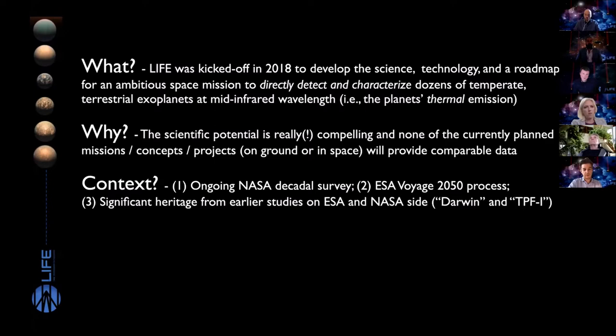We should also keep in mind, and this is a little bit of a heads up to the younger people here today, that there's, of course, significant heritage from earlier studies. The kind of mission concept that we have in mind already existed 15 to 20 years ago, and it was studied on both sides of the Atlantic Ocean. On the European side, there was a concept called Darwin, and on the NASA side, there was a concept called TPF-I, or Terrestrial Planet Finder Interferometer. So there's a lot of heritage that we can build upon.